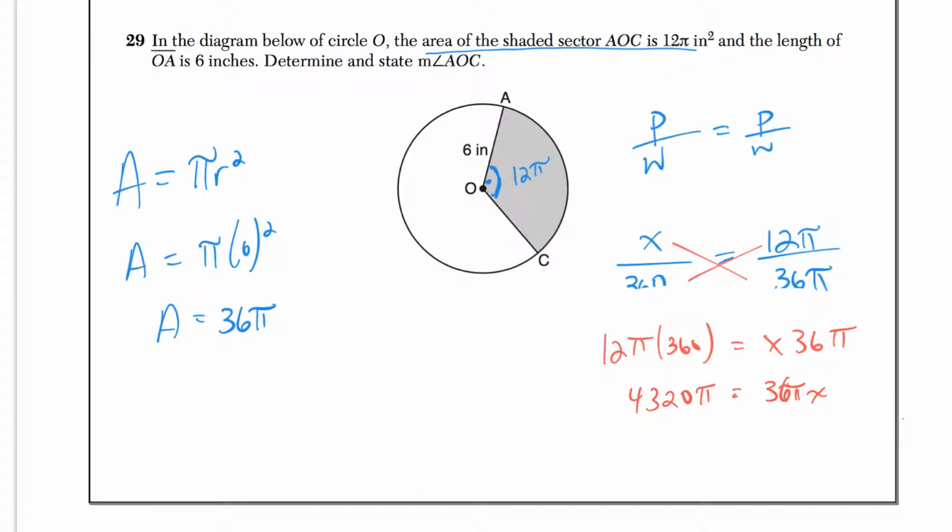And then on the right side, we're going to divide by 36 pi to get x by itself. And if we divide by 36 pi, the two pi's cancel each other out, which is nice. And we're going to have x just equal to 4,320 divided by 36, which gives us the same 120 degrees. So both of those are fine. The first one's probably a little bit easier, but if you're not comfortable with that type of reasoning, it's always just pretty straightforward to do your cross multiplying and solve.